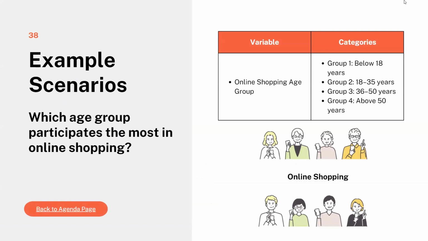So for example, the categorical variable. Here the scenario says which age group participates the most in online shopping. So here the variable is which age group is doing more online shopping. We can give options as categories. Group one is below 18 years, group 2 is 18 to 35 years, group 3 is 36 to 50 years, and group 4 is above 50 years. So we're categorizing the people by their age. So it's called a categorical variable.